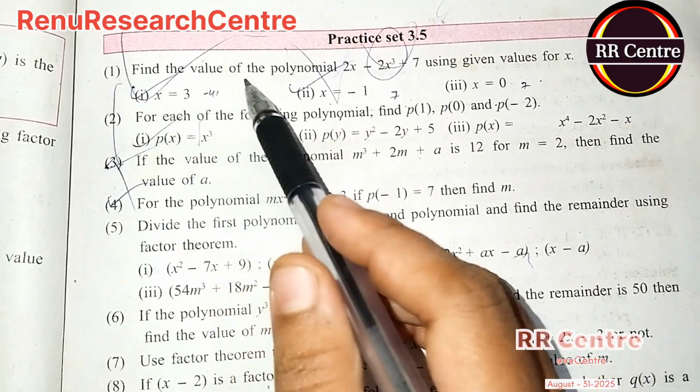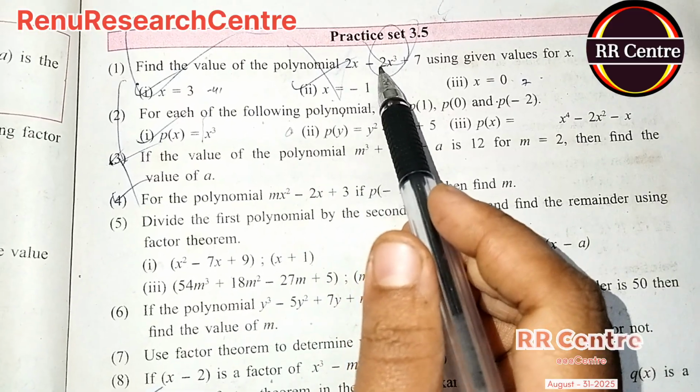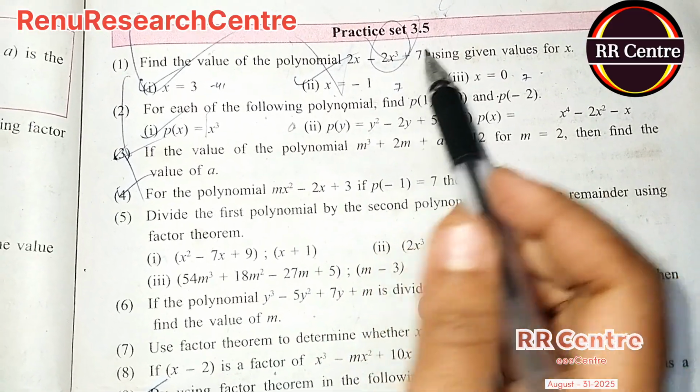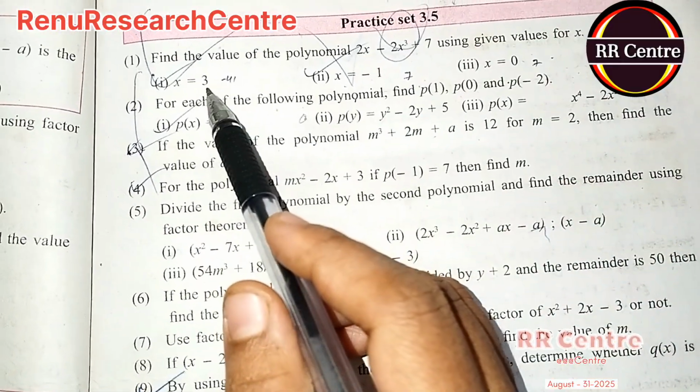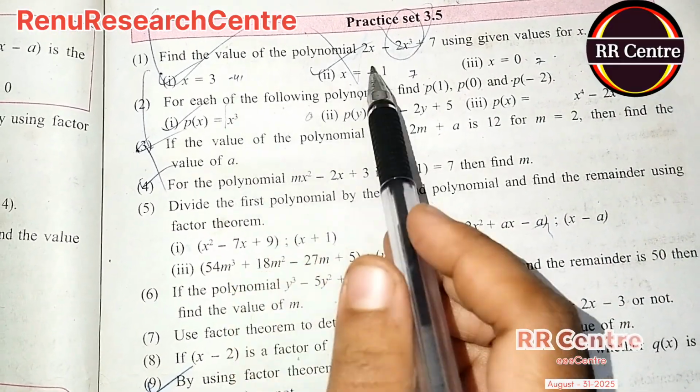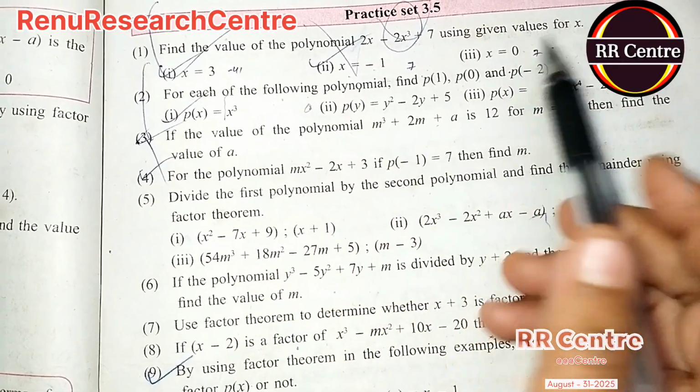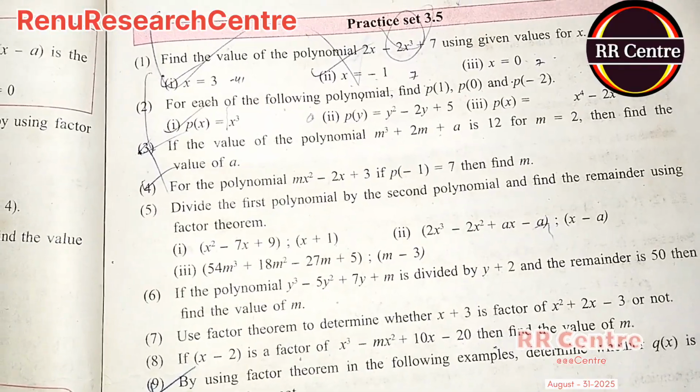Question number 1: find the values of the polynomial 2x minus 2x cubed plus 7 using the given values for x. So first one you can apply 3, and second one minus 1 and 0. Okay, let's see how to solve.